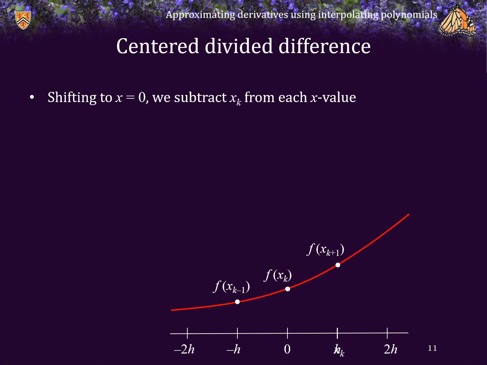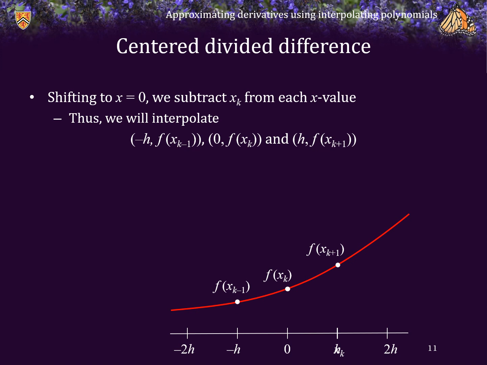So as before, we're going to shift to x equals 0 as opposed to x sub k, and we'll do this by subtracting x sub k from each of the x values. Now, the f values are left unchanged, so the slope of these shifted points at 0 should be equal to the slope of the original function at x sub k. So therefore, we're going to interpolate these 3 points instead.